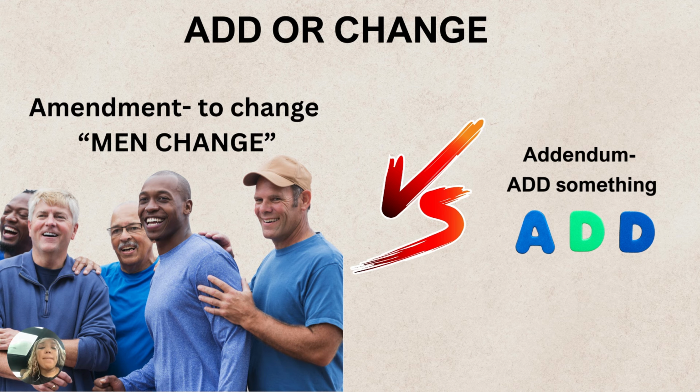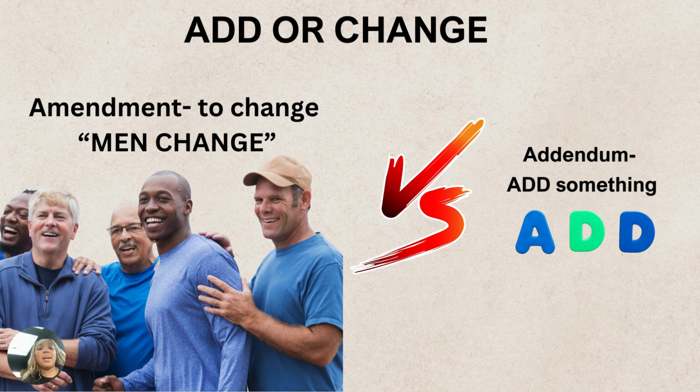Just remember for amendment that men change. So amen. Men change. Men is not consistent. They change. I know it. I know, fellas. I'm just trying to give an example. So when I see amendment, I know men change. So that's how you know that you can make changes to the document, because men change.